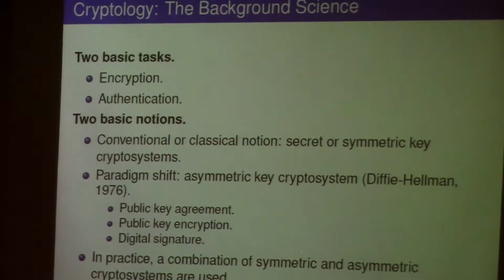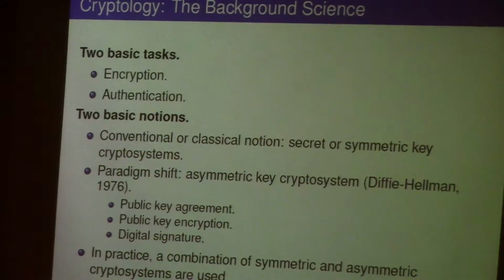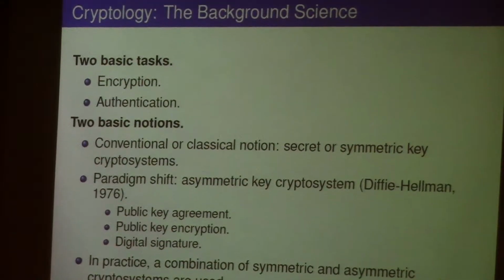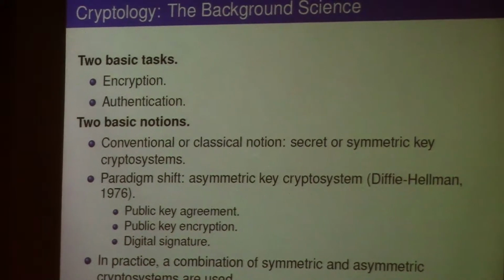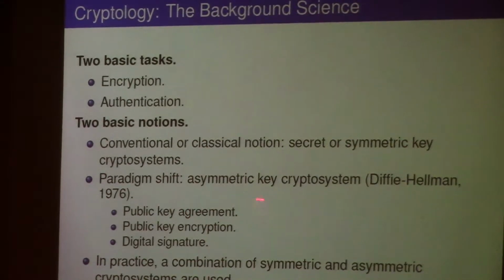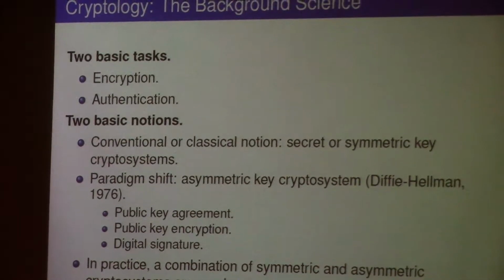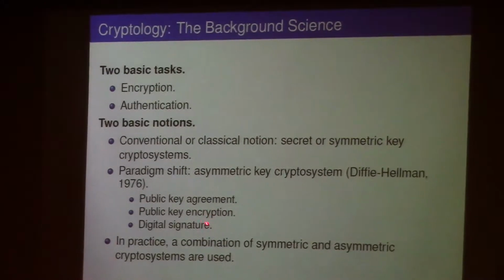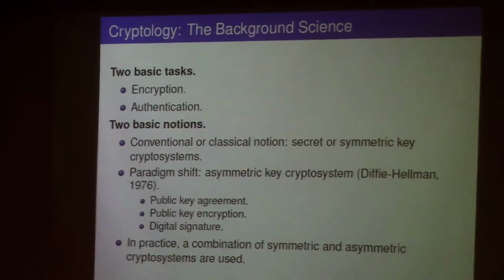And in 1976, Diffie and Hellman came up with the seminal paper, New Directions in Cryptography, which gave this paradigm shift of introducing asymmetric cryptosystems, at least in the public world. In the confidential world, in the government world, this was supposedly proposed earlier, but we need not bother about that. There are three broad things that constitute asymmetric cryptosystems: public key agreement, public key encryption, and digital signatures. I'll talk a bit about public key encryption and mostly about digital signatures. Public key agreement I'll skip for this talk.